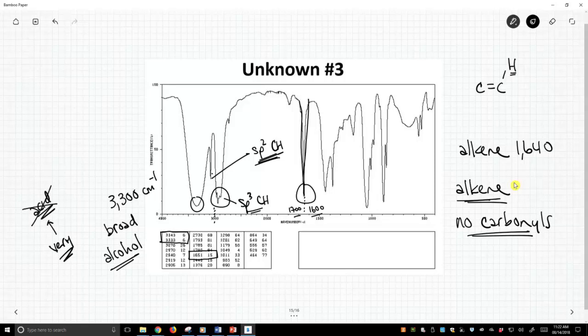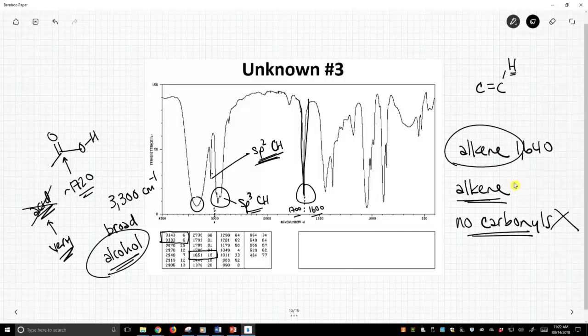But it's not an acid, and we know it's not an acid because a carboxylic acid would have a carbonyl absorbance at about 1720-ish. And we don't have a carbonyl in this spectrum because the only thing we have down here in that region is what looks like an alkene. So this looks like a molecule that contains an alkene, and it looks like it contains an alcohol. And again, that's about all we can put together based on the IR. If we want more information, we can go to the mass spectrum or the nuclear magnetic resonance spectrum.